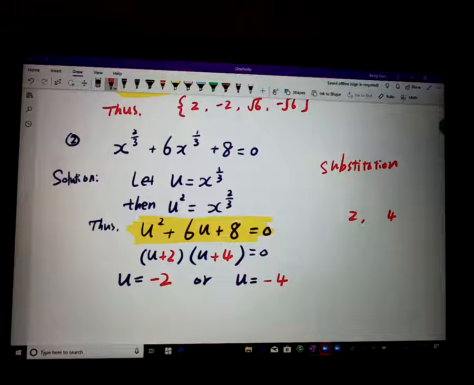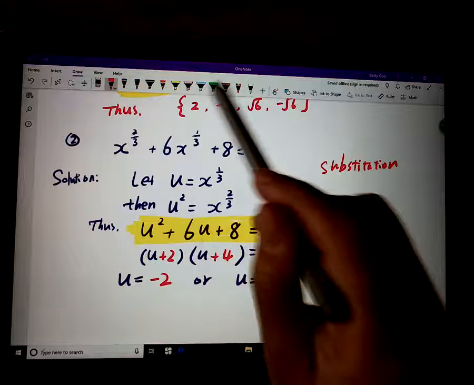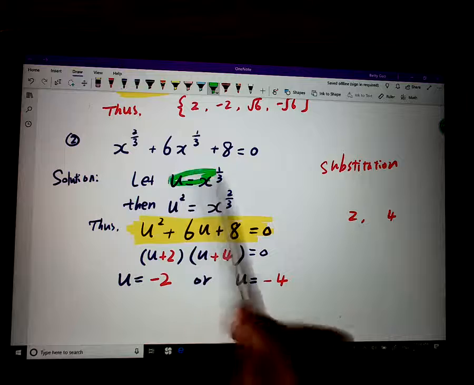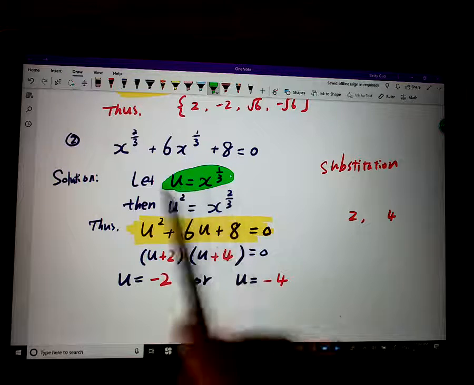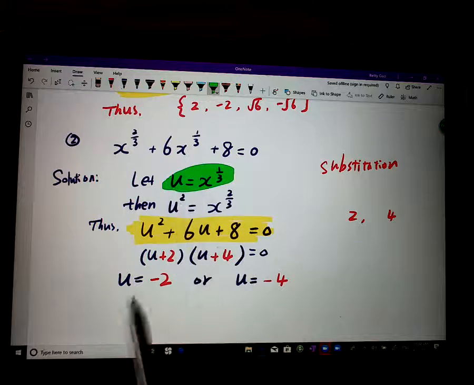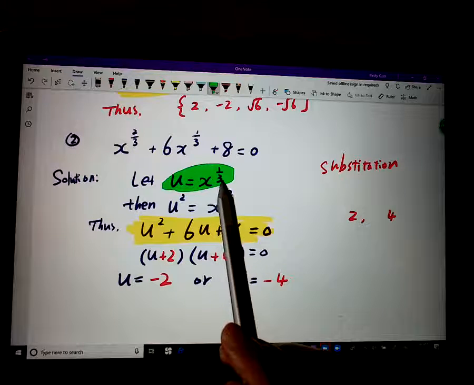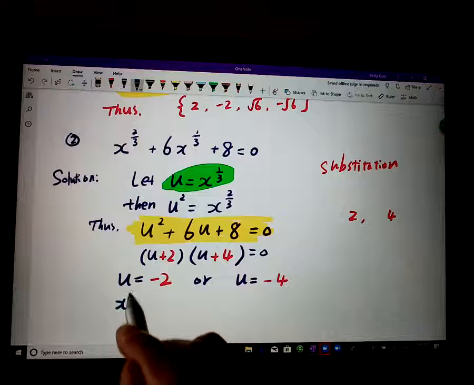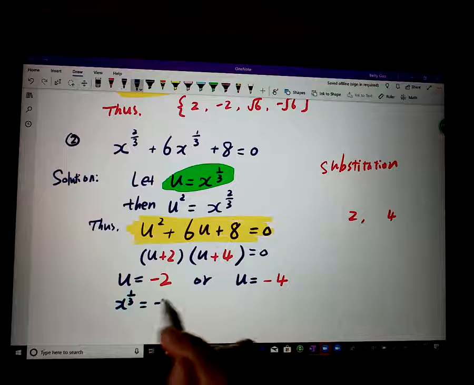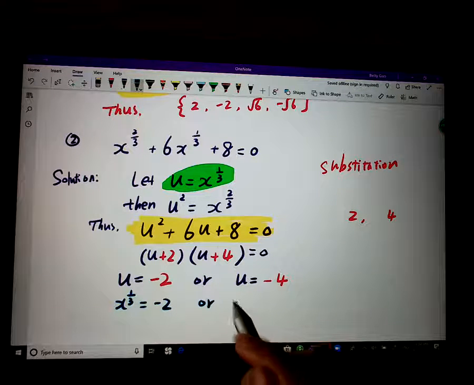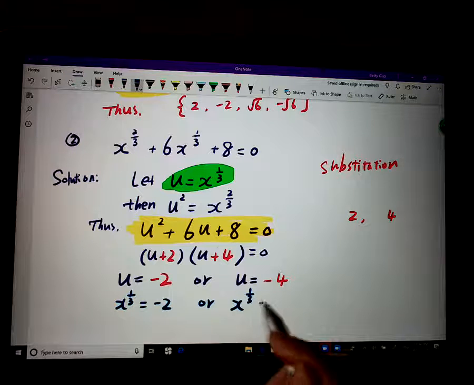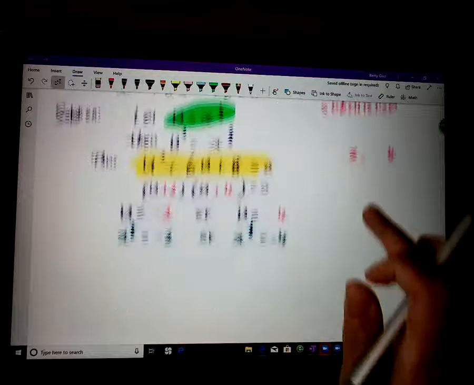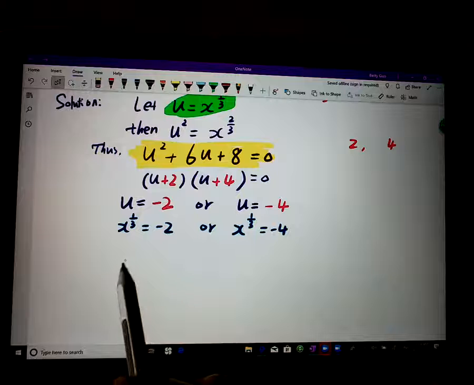Now we have the values for u. We're going to go back to x. Again, we can apply this substitution. We're going to replace u with x to the power of 1/3. So we have x to the power of 1/3 equals -2, or x to the power of 1/3 equals -4. We are solving for x, right?